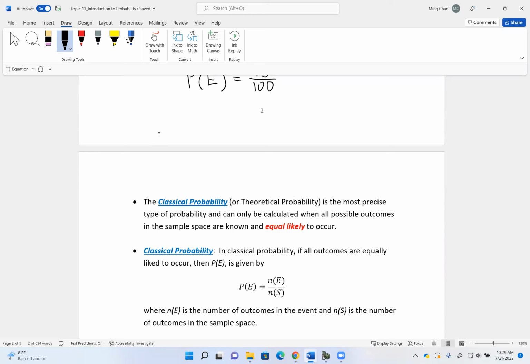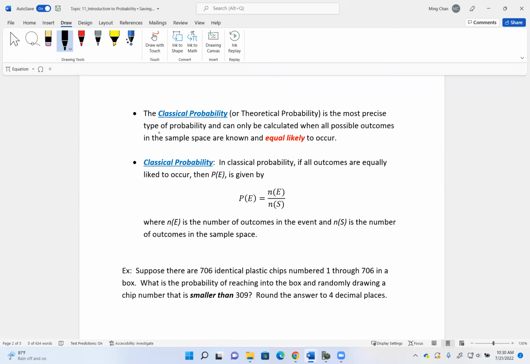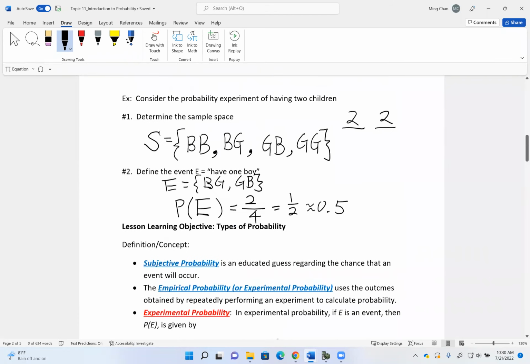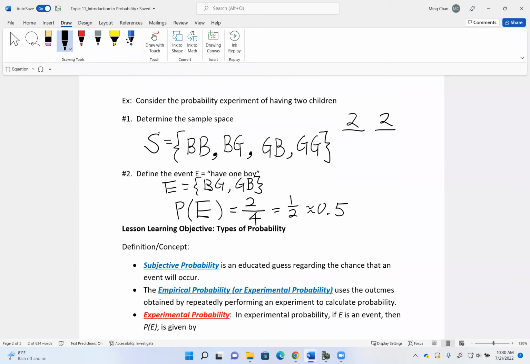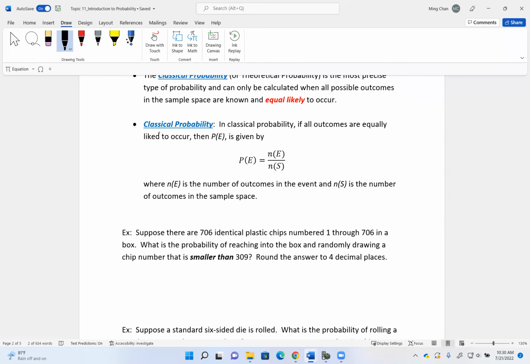In classical probability, if all the outcomes are equally likely to occur, then the probability of an event is given by n sub e over n sub s. n sub e is the number of outcomes in the event, and n sub s is the number of outcomes in the sample space. Just like here, having 2 children, define the event as having one boy. The number of ways that event can occur is 2 out of 4 possible outcomes in the sample space. So the denominator is the total number of possible outcomes in the sample space. You go by how many ways something can occur divided by the total number of outcomes.